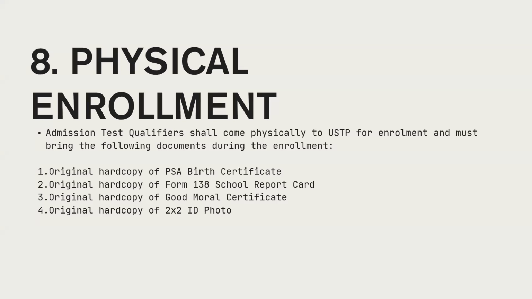Next step is physical enrollment. So after you get an email and get an account of PRISM, you need to go to the USTP campus and provide the given hard copies of the following: hard copy of PSA birth certificate, original copy of Form 138 school report card, hard copy of good moral certificate, and original hard copy of 2x2 ID photo.